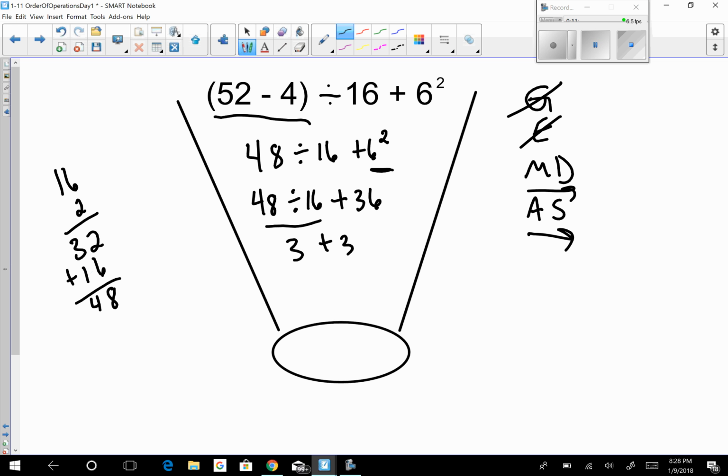And we got plus 36. Do we have any more multiplying or dividing? No. Cross it out. We're done. Next, we have adding or subtracting, and there's only the 3 plus 36, which is 39. So that would be our final answer.